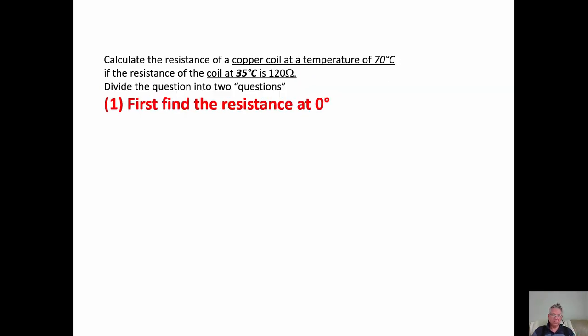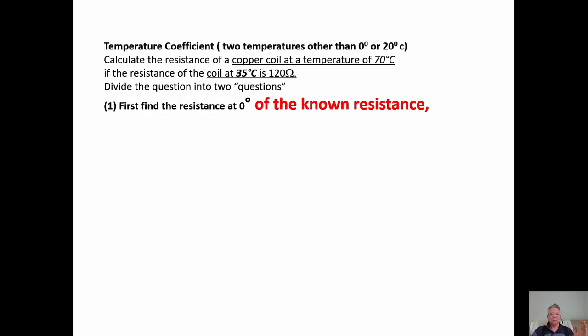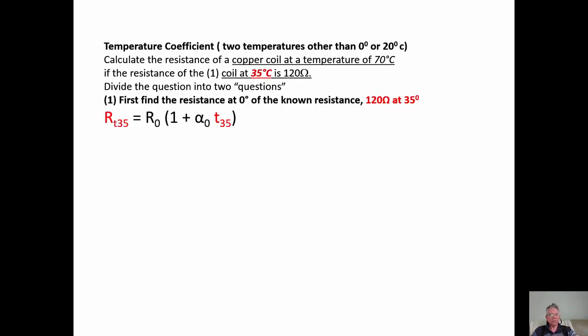Divide the question into two questions. First, find the resistance at 0 degrees of the known resistance. And the known resistance in this case is 120 ohms at 35 degrees centigrade. So, the resistance at the temperature of 35 degrees centigrade equals the resistance at 0, in brackets 1 plus the alpha at 0, or the temperature coefficient at 0, multiplied by the temperature of 35. That's what's given. So we have to transpose to find the resistance at 0. Remember, we're looking for the resistance at 0.